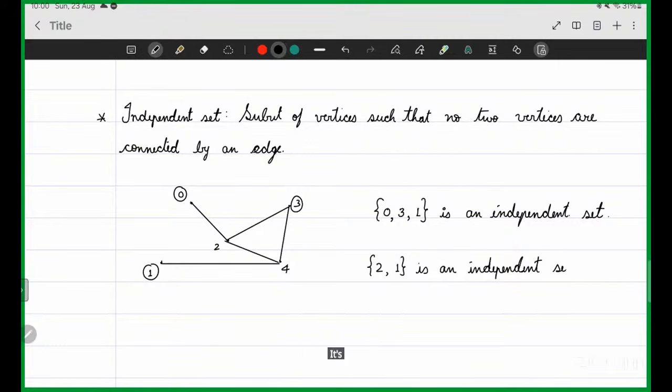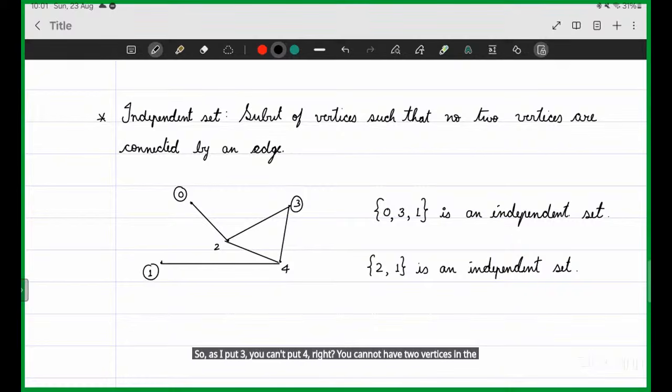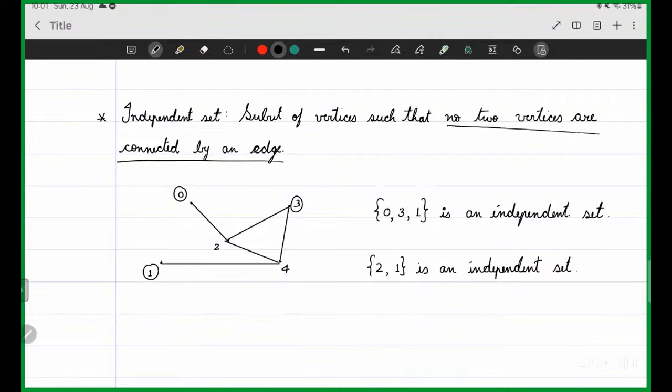Excuse me, sir, in the context of independent sets, in the independent set of 0, 3, and 1, why is 4 not included? As soon as I put 3, you can't put 4, right? You cannot have two vertices in the independent set which are connected by an edge. The requirement is that if you pick any two vertices in your subset, they should not be connected by an edge.